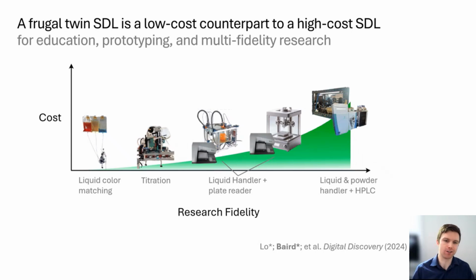And so on the low-cost, low-fidelity spectrum, you might have this mixing red, yellow, and blue food coloring or paint. And on the high end, you have a full liquid and powder handling setup with fairly expensive characterization equipment and everything, everywhere in between.